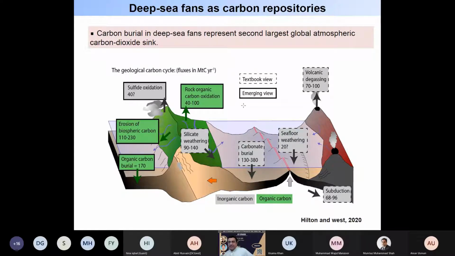Very important. This is a really nice diagram from Bob Hilton and Joshua West, where they showed a quantified view of the different sources and sinks of atmospheric carbon. An interesting part is that organic carbon burial in deep sea environments is the second largest carbon sink. So they represent the second largest global CO2 sink. So really important.